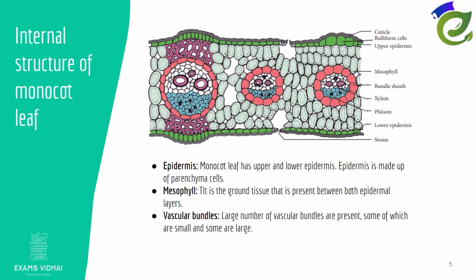Then the last layer, which is the vascular bundle. A large number of vascular bundles are present in the case of monocot leaves. Some of them are small and some of them are large. Each vascular bundle is surrounded by a parenchymatous bundle sheath. Vascular bundles are conjoint, collateral and closed. Xylem is present towards the upper epidermis and phloem is present towards the lower epidermis. So these are the features of a monocot leaf.